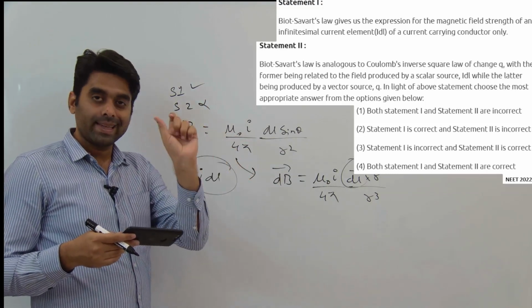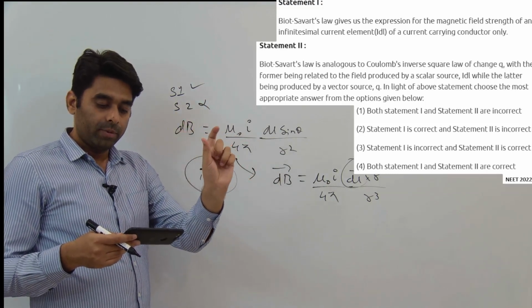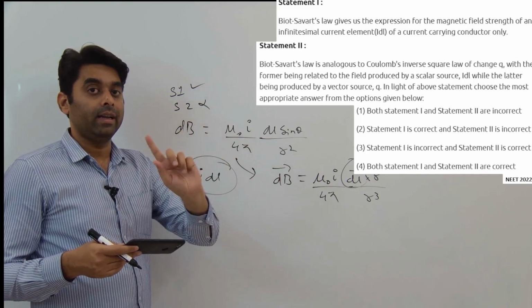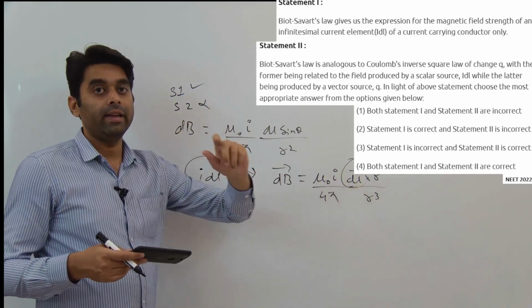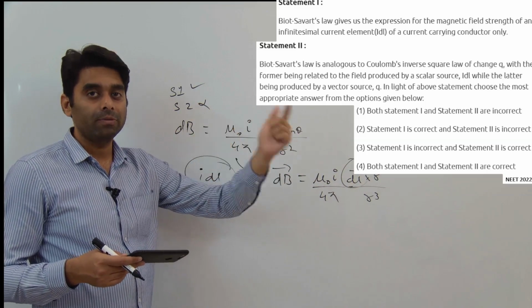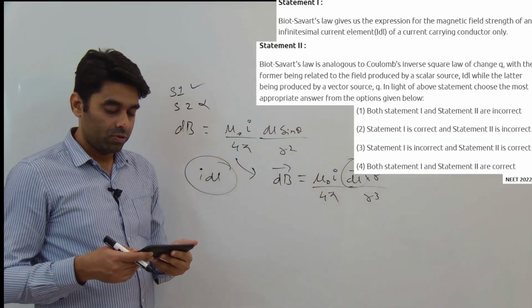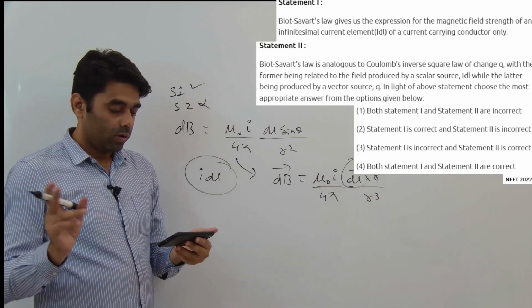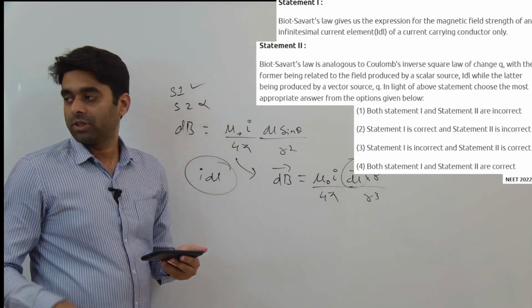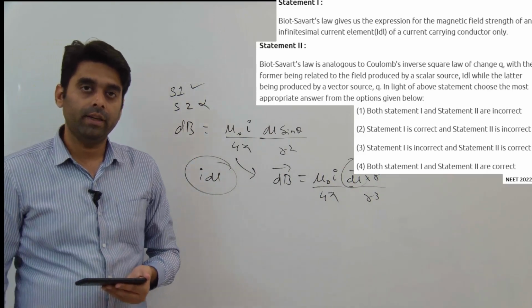If you look at the second line, that field produced by a scalar source ideal. No, it's a vector source ideal. Length vector is, it is length vector, right? Fine. So statement 1 correct, statement 2 is wrong. Which option will come? Option number 2. Option number 2 is our correct answer. Fine. Let's move ahead.